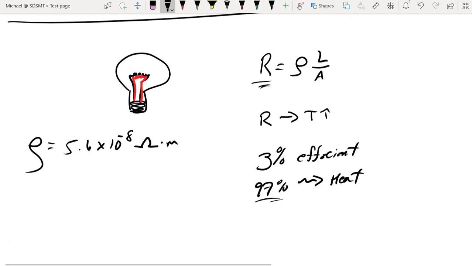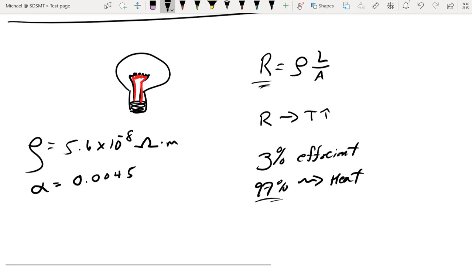And then what I also need to do is look up the temperature coefficient for tungsten, because once we plug this thing in, it's going to start getting really, really hot. Temperature coefficient tungsten. And for that, we're getting 0.0045.